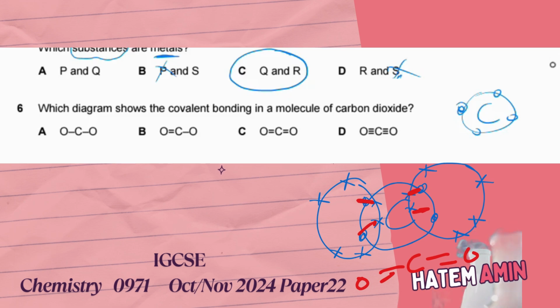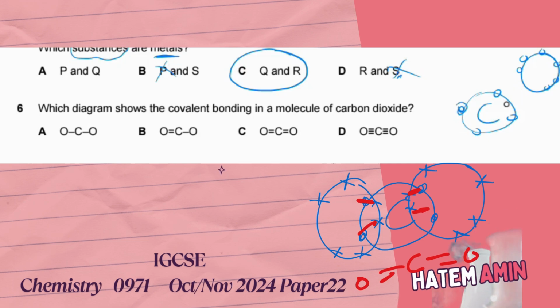Oxygen is in group number 6, so it has 6 electrons in the outer shell. Okay, 1, 2, 3, 4, 5, 6 electrons. So how many covalent bonds can it make? It can make 2 covalent bonds. The oxygen can make 2 covalent bonds and carbon can make 4 covalent bonds.